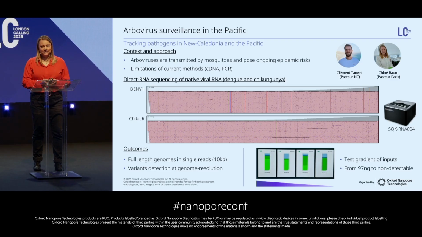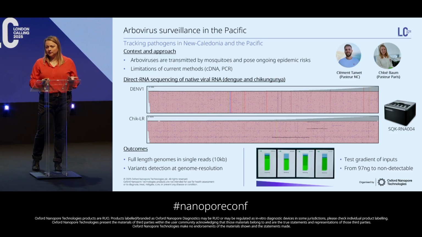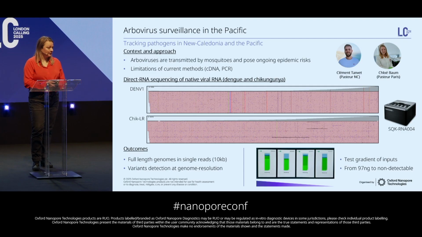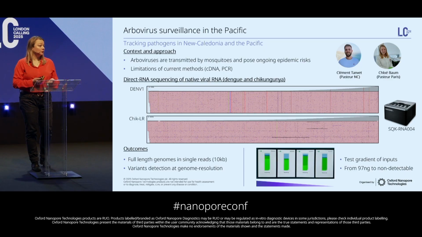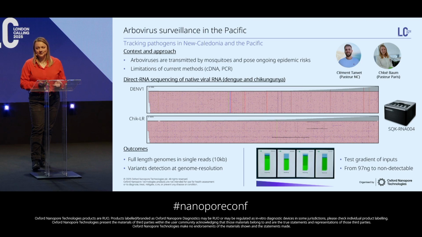In addition, we tested different gradients of inputs for our library preparation, ranging from 97 nanograms down to undetectable levels, and we still were able to obtain sequencing data. So this is also very promising to analyze low viral load samples, and is also highlighting that low input doesn't necessarily mean no output.